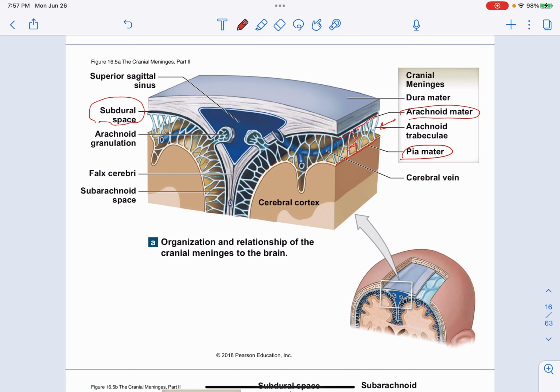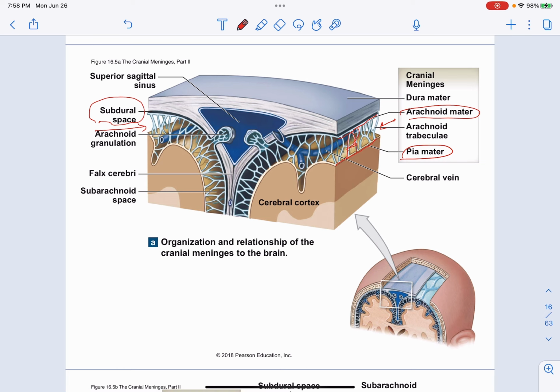So normally the subarachnoid space is filled with cerebrospinal fluid, right? We've talked about that several times. And what it does is it pushes on the arachnoid membrane and kind of shoves it against the dura mater and holds it in place. But if for any reason you lose cerebrospinal fluid, it will pull away.